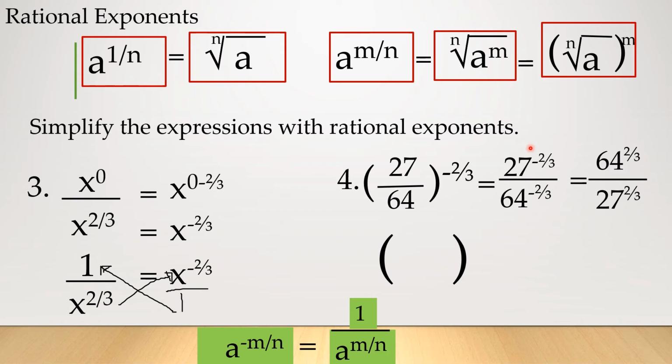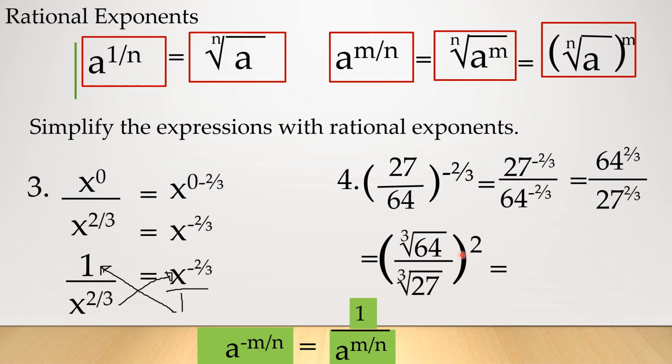Okay, then after that, we can write it in radical form. That is the cube root of 64 and the cube root of 27. Now, this exponent 2 can be written here or outside here. So let's put that outside, so it's easy to simplify.